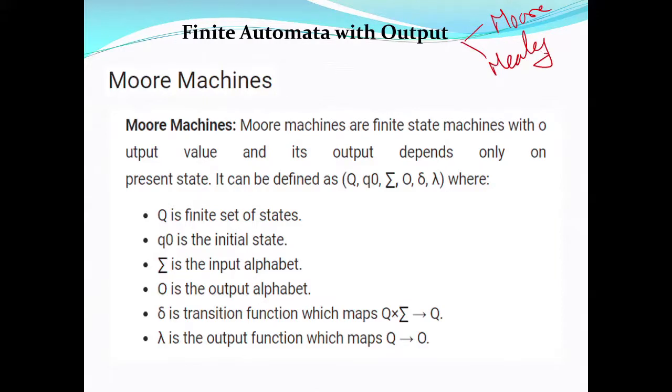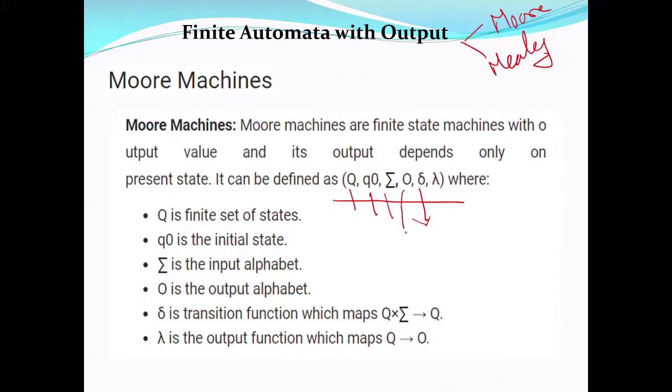A Moore machine is defined like this. We have Q, Q0, sigma. Q is the set of states, Q0 is your initial state, and sigma is the input alphabet. There is no change from the FA. And delta is the transition function.